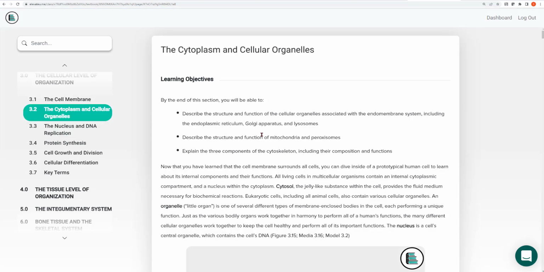In 3.2, this will not take as long. We're going to be taking a look at the cytoplasm, the internal environment of the cell, and we're going to look at the organelles that are in the cell. Your job as I go through this is to learn these organelles, know their basic function. What are these organelles doing? What is their job? That's really what I need you to take away from this portion of the chapter.